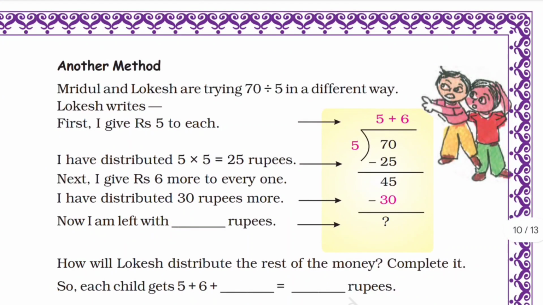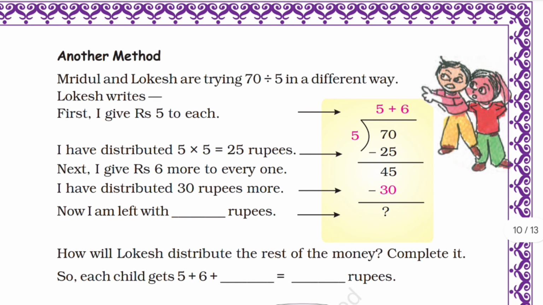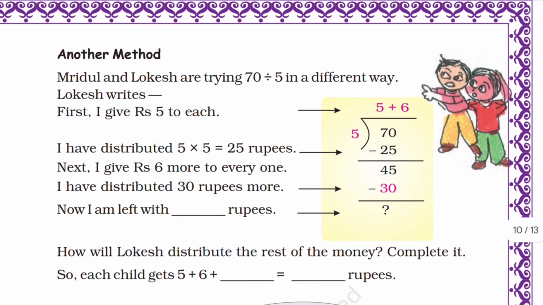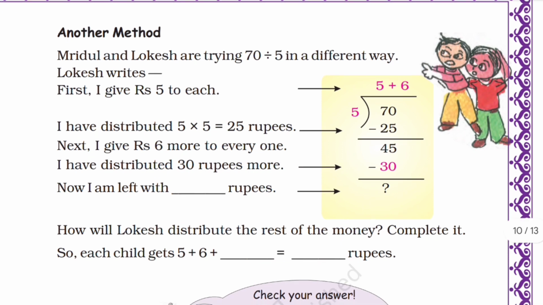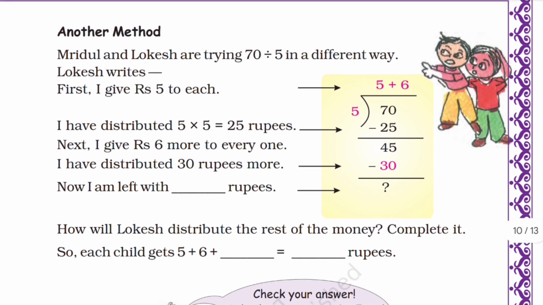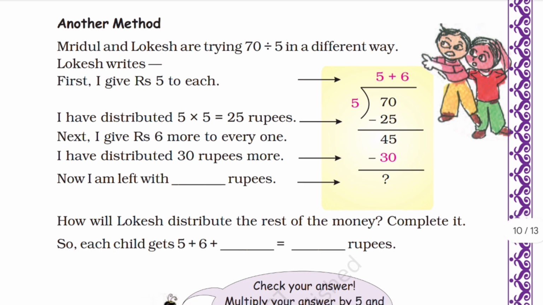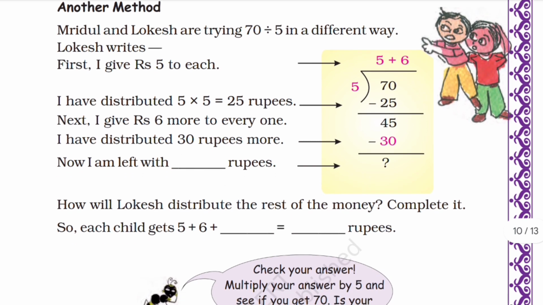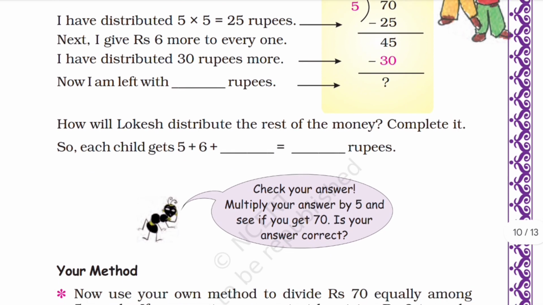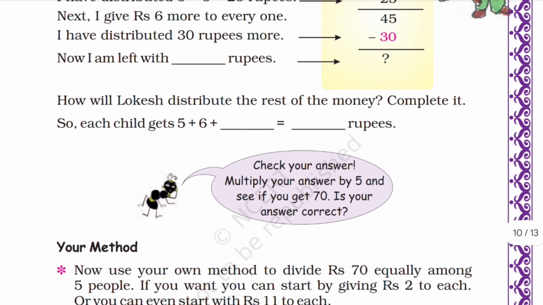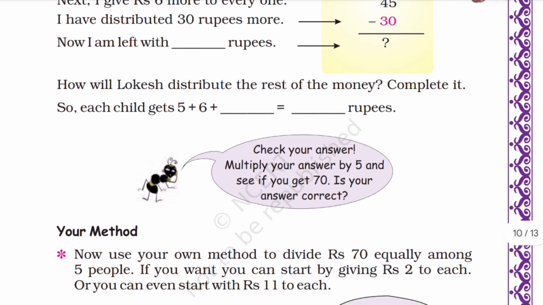Other method. Mridul and Lokesh try 70 divided by 5 in a different way. Lokesh writes, first I gave 5 rupees to each. I have distributed 5 into 5, 25 rupees. Then I gave 6 more to everyone. I have distributed 30 rupees more. Now I am left with some rupees. How will Lokesh distribute the rest of the money? Complete it so each child gets 5 plus 6 plus more rupees.